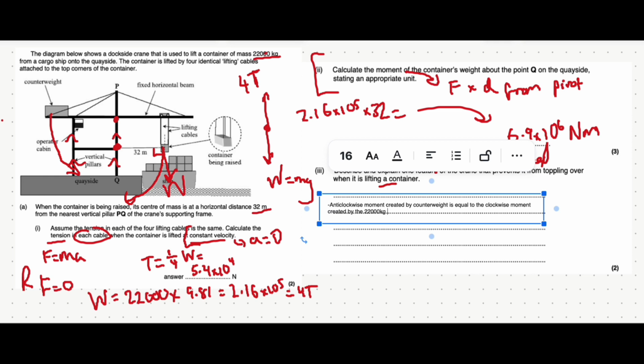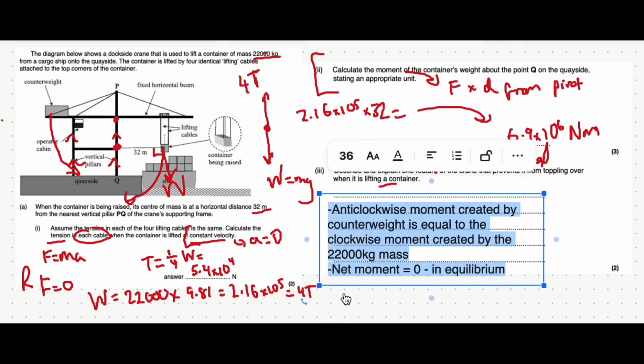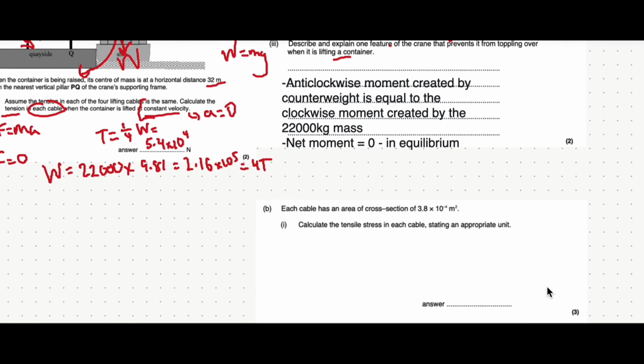If you want to be even fancier, just to secure those marks, you can then say the net moment is 0, or you can even say the fact that it's in equilibrium. And yeah, if this was the 3-mark question, then that additional statement would get you that 3rd mark. Great, let's now move on.